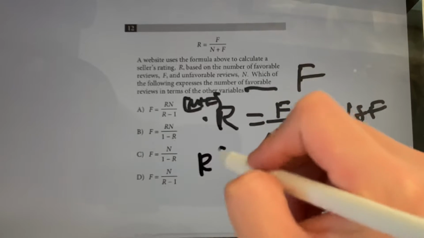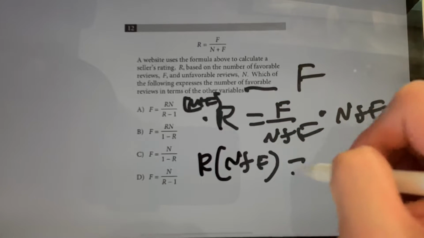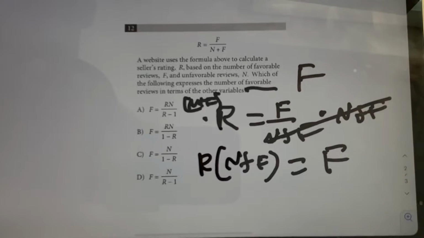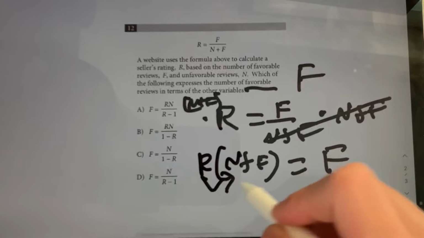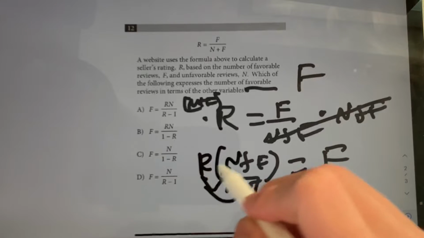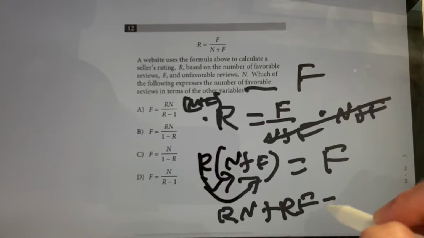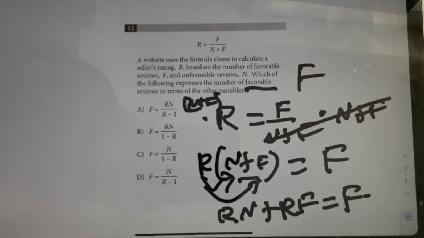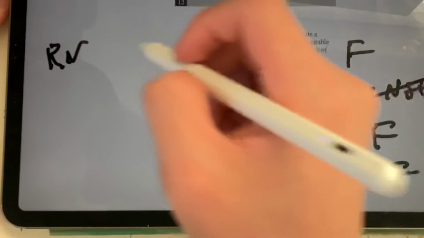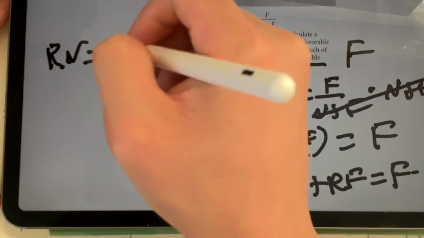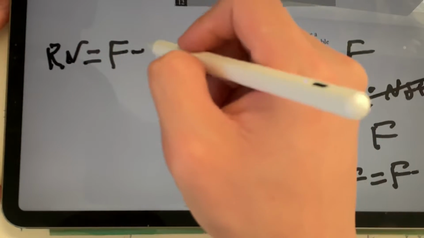This gives me R times N plus F is equal to, these 2 cancel out, just F. Now I could factor this out by multiplying. Distribute, give me R times N, which is Rn, plus R times F, which is Rf, is equal to F. Now I can move everything with F onto one side. So I'll move this Rf onto that side. If I subtract it, that gives me Rn is equal to F minus Rf.